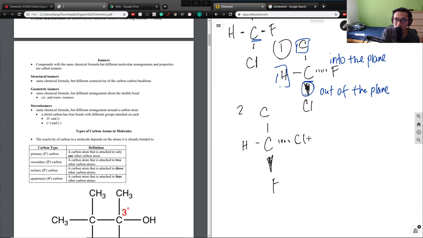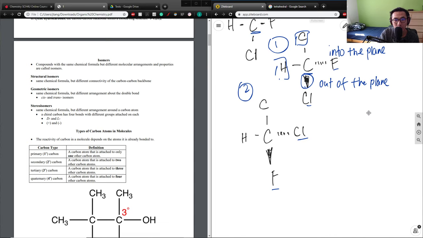Do this in a different color. This will be the last thing we go over today. Molecule one here has my fluorine going into the plane and my chlorine out of the plane, whereas in molecule two, I have chlorine into the plane and fluorine out of the plane. So these two halogens have swapped places. This is a different chemical compound: same chemical formula, but different arrangement around the carbon atom.